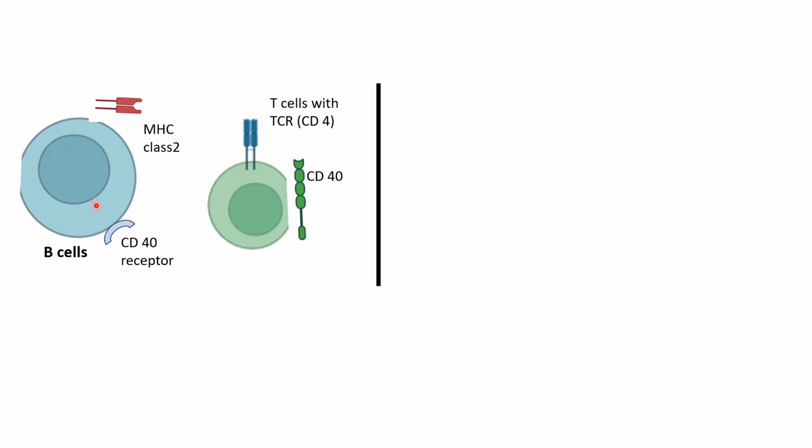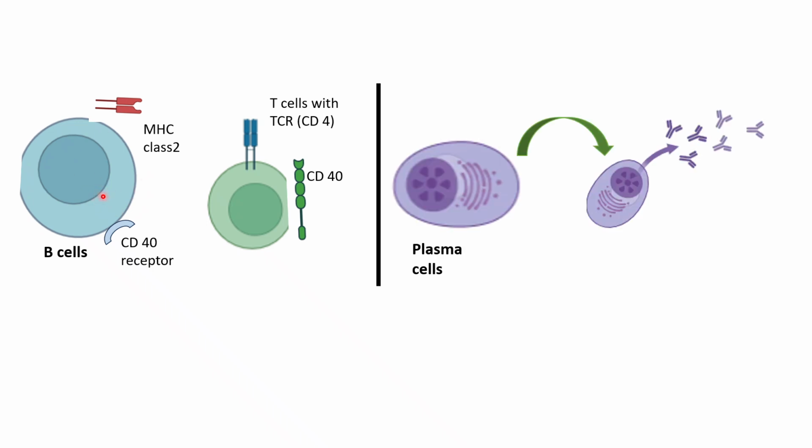When the B cell is activated and as a final binding, that is when the CD40 ligand binds with the CD40 receptor on the B cells, then the B cells become activated to form the active plasma cells. This will be releasing antibodies.